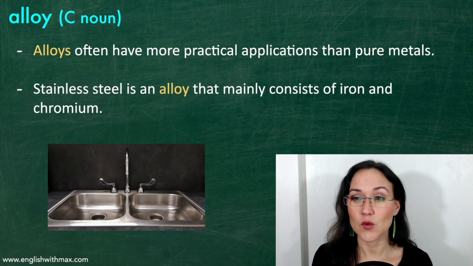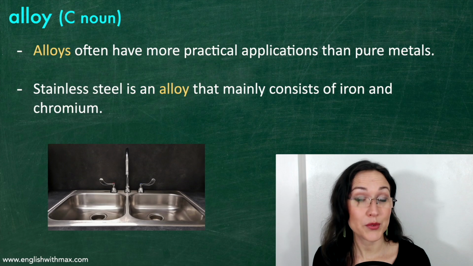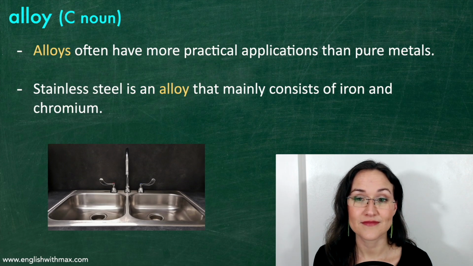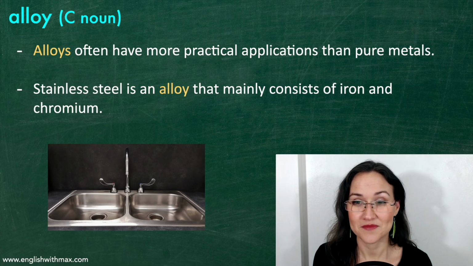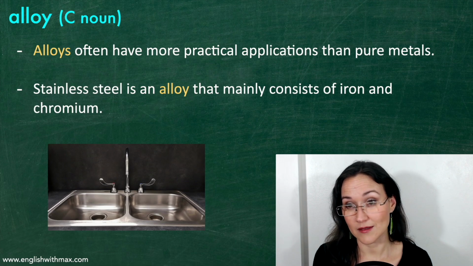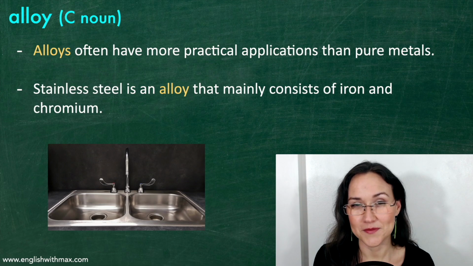Alloys often have more practical applications than pure metals. Stainless steel is an alloy that mainly consists of iron and chromium. Sinks, like the ones in the picture, are often made of stainless steel.